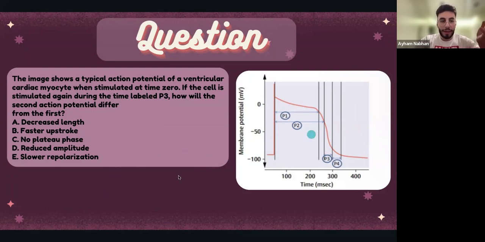Okay. So Muhammad and Ahmed answered correctly. They said it's D. Correct. It's going to be with a reduced amplitude because we stimulated with the same stimulus as we stimulated the first action potential, and as we said, we need a stronger stimulus. So if we stimulated with the same stimulus, it would have a reduced amplitude. What do we mean by a reduced amplitude? It won't propagate. It would just have a small peak, that's it.